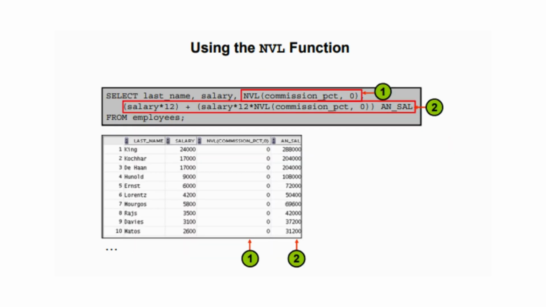To calculate the annual compensation of all employees, you need to multiply the monthly salary by 12 and then add the commission percentage to the result. Notice that the annual compensation is calculated for only those employees who earn a commission. If any column value in an expression is null, the result is null. To calculate values for all employees, you must convert the null value to a number before applying the arithmetic operator. In the example in the slide, the NVL function is used to convert null values to 0.